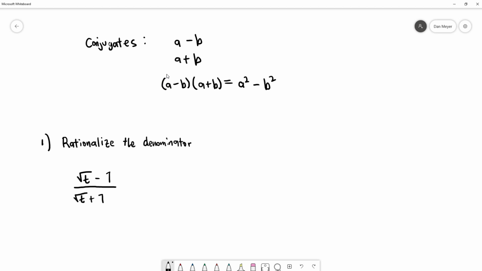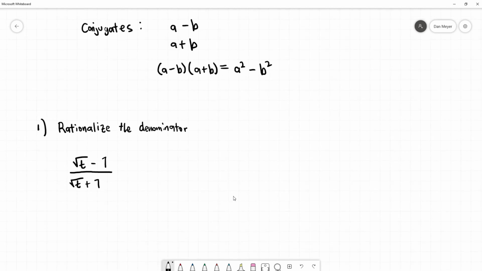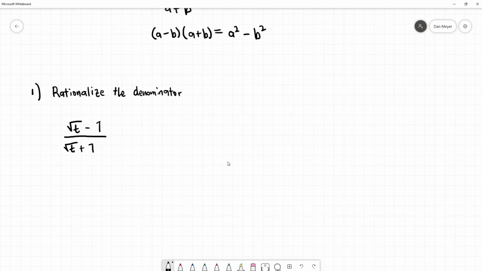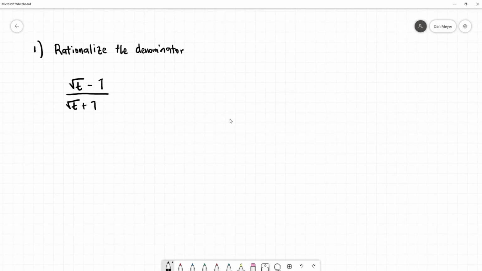We're going to be using this property not only in problems involving square roots, but as you'll see next week, we're going to be using it when we have complex expressions as well, to get rid of the imaginary unit. Okay, and so in this case, when we're going to rationalize the denominator, we want to effectively remove square roots from the denominator, and we can use the conjugate expression here.